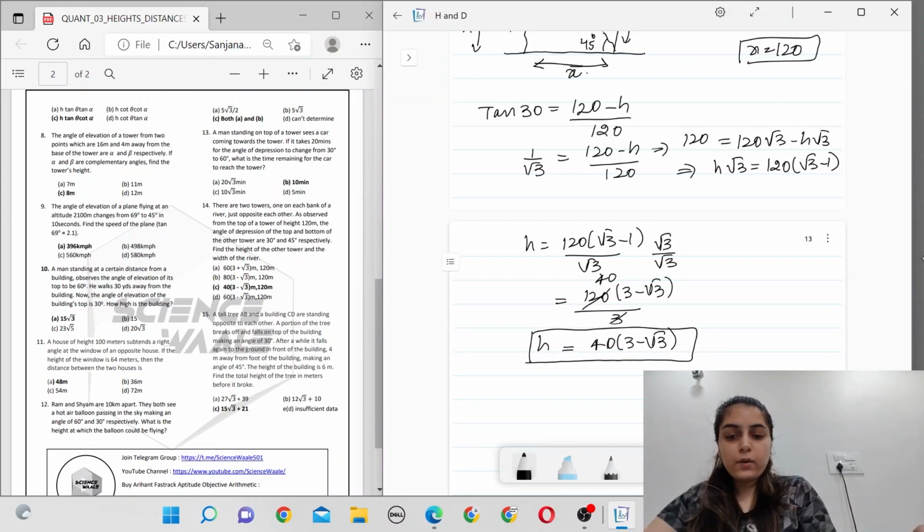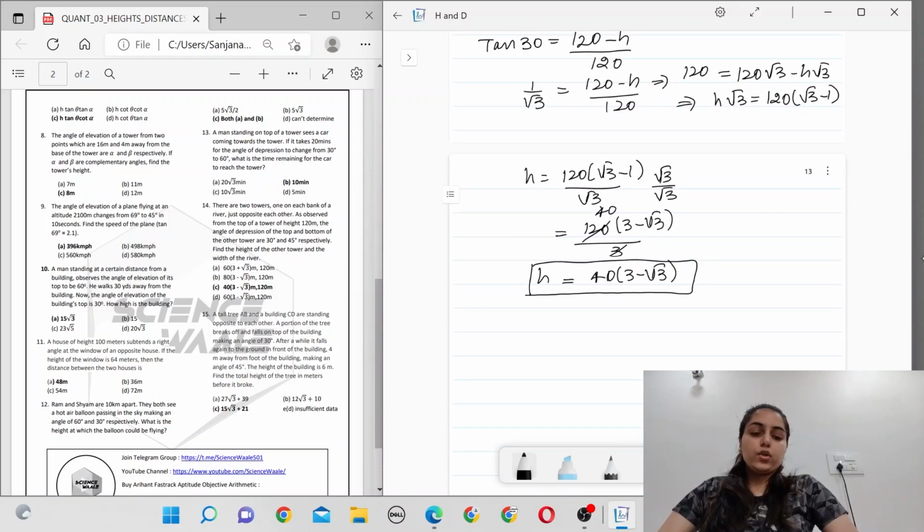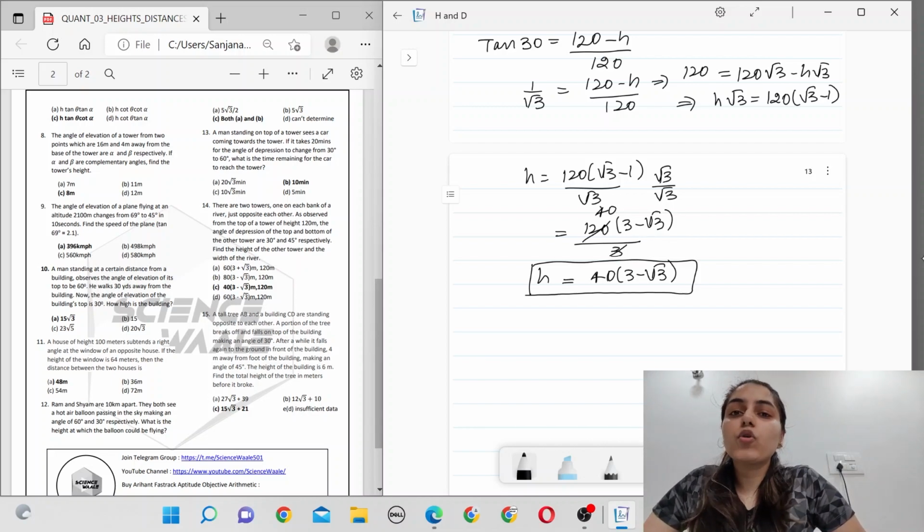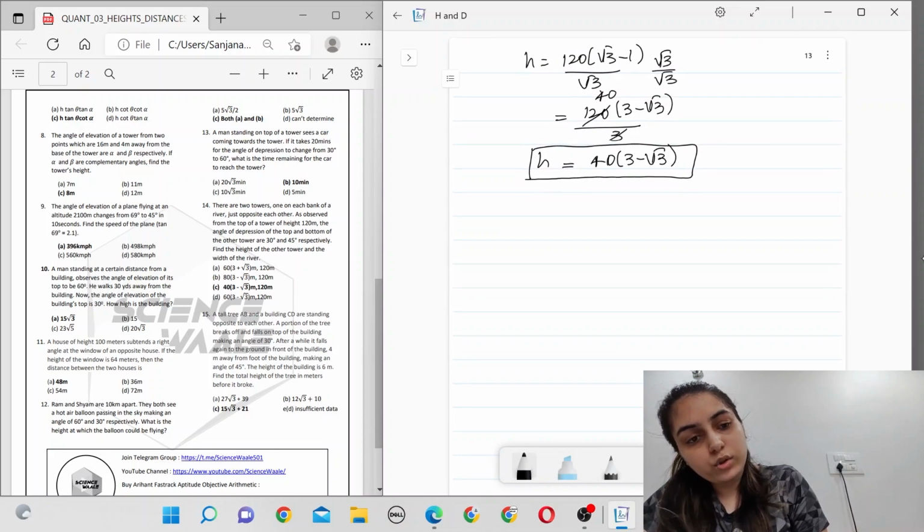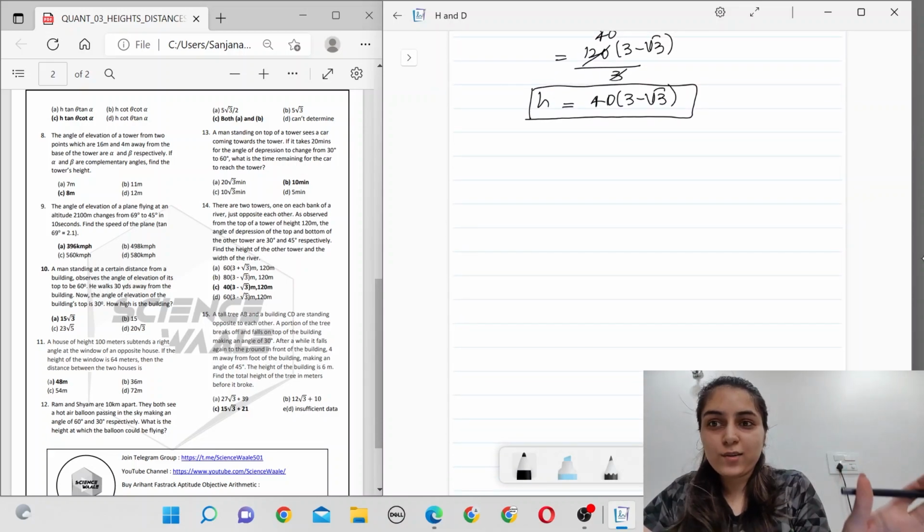So the height of the tower is 40 into 3 minus root 3 meters. So we are just left with one more question and then we are just done with this particular topic. So moving on to the last and final portion of this topic.